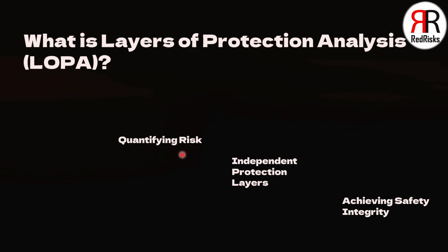LOPA helps to quantify the risk of hazardous events by determining the likelihood of its occurrence and the severity of its consequences, the standard model for risk assessment. LOPA focuses on identifying and evaluating the effectiveness of independent protection layers, and you'll see these as the acronym IPLs. These are safeguards that can prevent or mitigate the consequences of a hazardous event. By systematically assessing these IPLs, Layers of Protection Analysis helps determine the required safety integrity levels, and you'll see that as the acronym SILs. This is to ensure an acceptable level of risk.